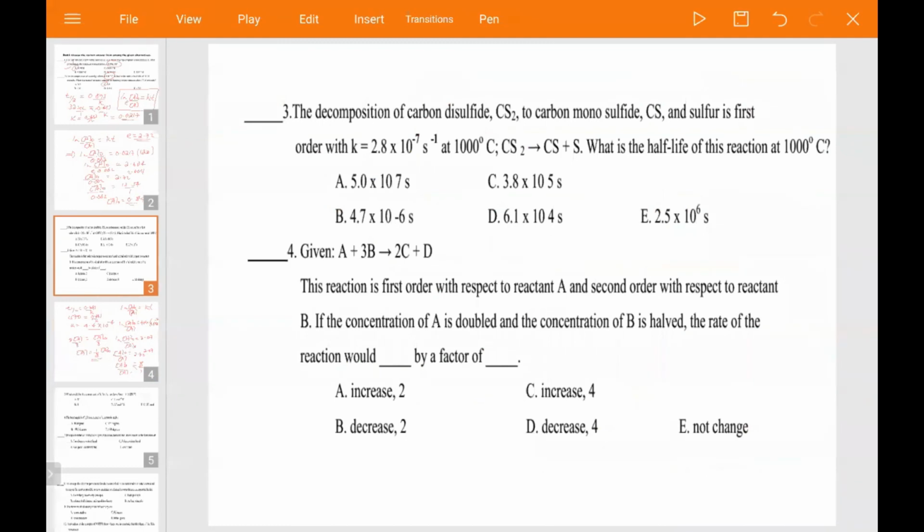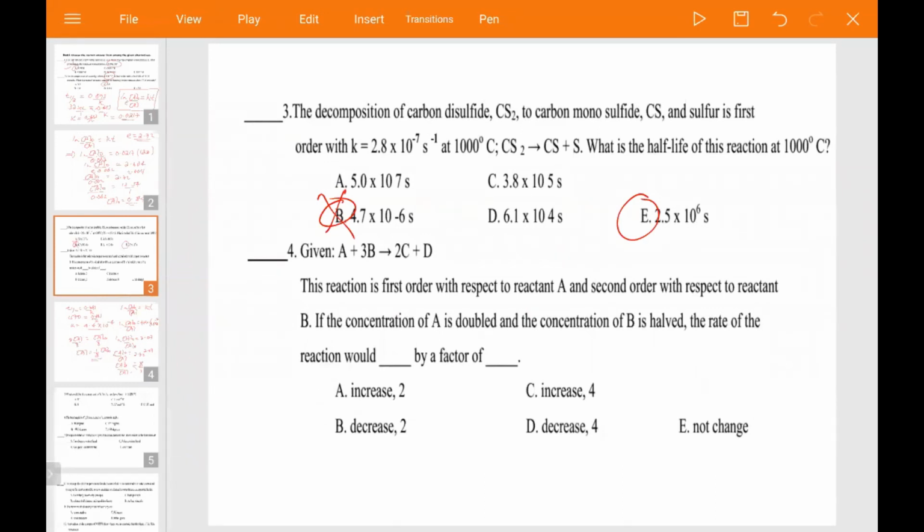Or just take a screenshot so we can finish the question, and you can work on it later. It's a half life question. The decomposition of carbon disulfide to carbon monosulfide and sulfur is first order, k is already given. What is the half life? It is very simple. The answer is B, I think. Okay, check it anyhow: 0.693 over k.